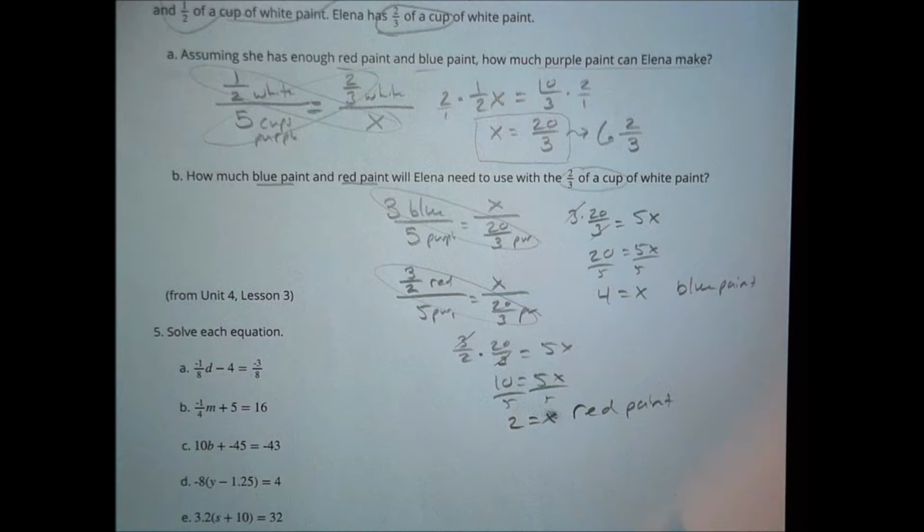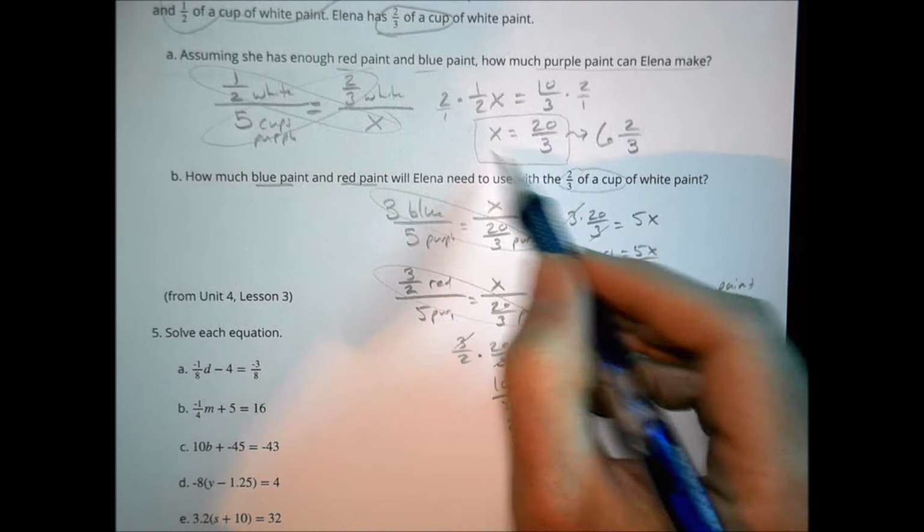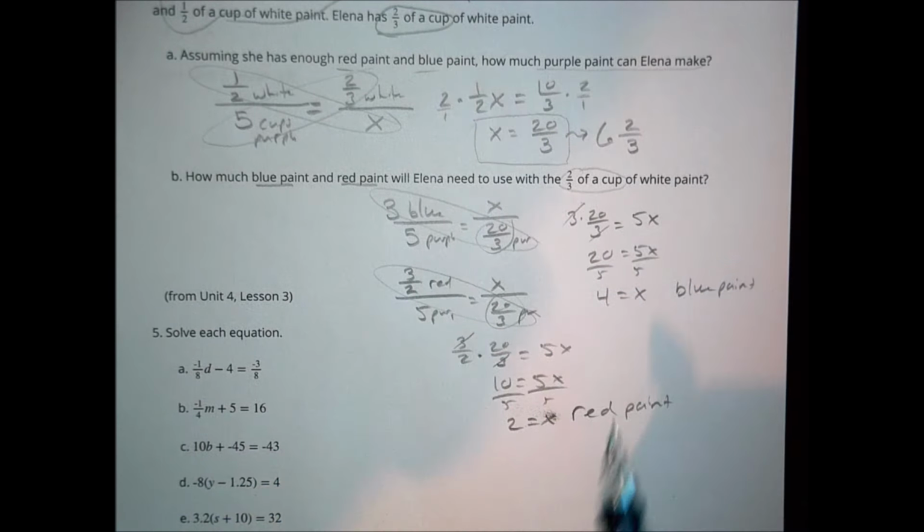So we had to solve the first one to figure out how much paint she's going to make in total with her 2/3 of white, and then use that number within our new ratios to solve for how much red and blue you would need to combine with the white that she had. So it's a great problem, just a little bit long.